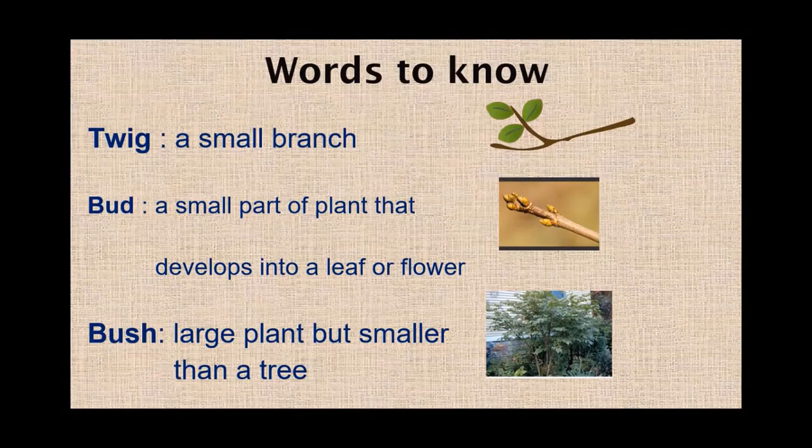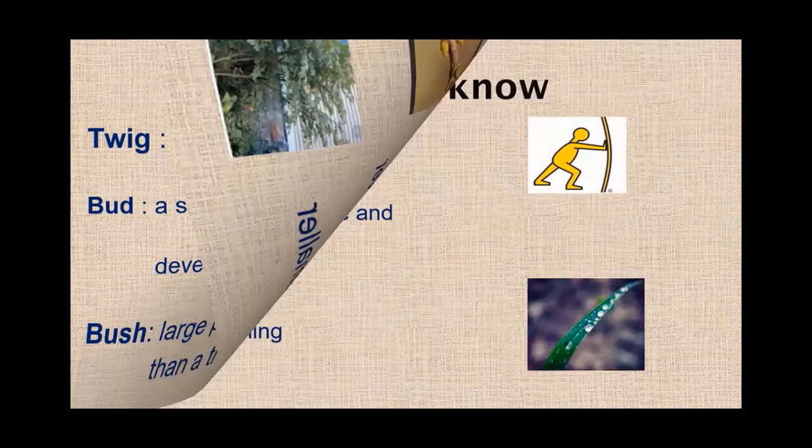So the first meaning we have is a twig. It is only a little twig. Twig means a small branch, as you can see in the picture as well. Bud, it is a small part of a plant that develops into a leaf or flower. You can see this picture as well. Bush, a bush is a large plant, but it is smaller than a tree. You can say that it is a tree, but it is actually smaller than a tree. It's a large plant, but smaller than a tree.